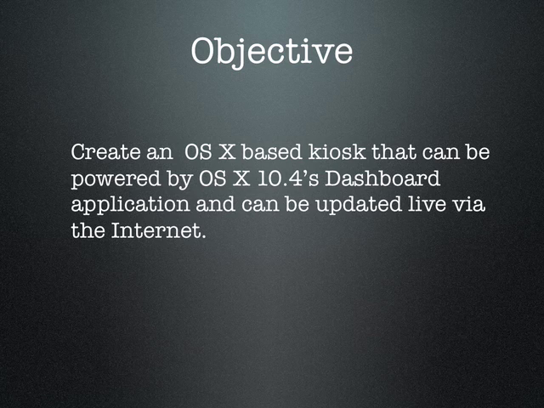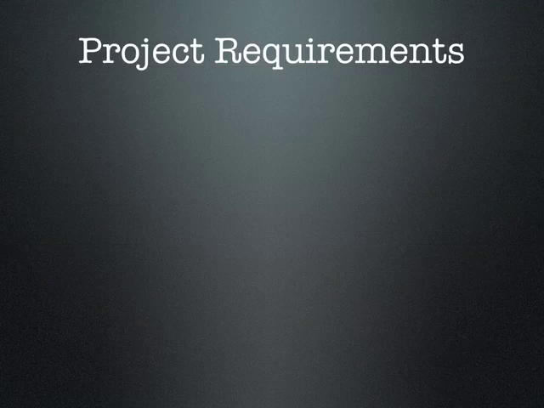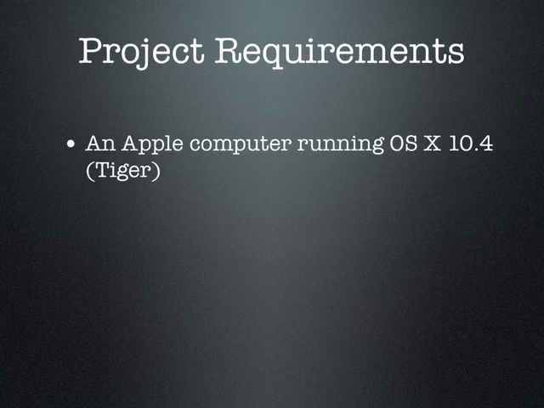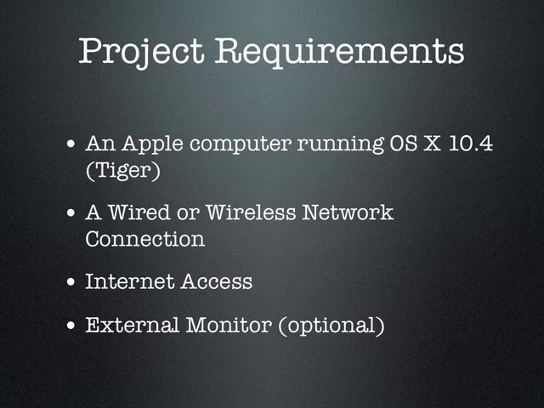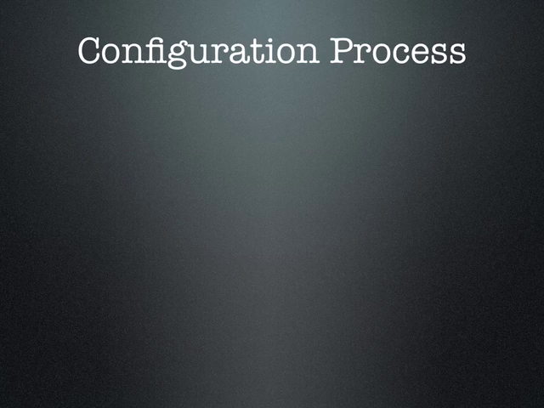Today we're going to be talking about setting up and using a Mac OS X based computer to act as a kiosk that can be updated live via the internet using OS 10.4's dashboard application. Now in order to do this we have a few requirements. First of all, we need an Apple computer running OS 10.4, that's Tiger not Leopard. We need a wired or wireless network connection, internet access, and we're going to need an external monitor if you plan on using this with a Mac Mini or a Power Mac or a Mac Pro.